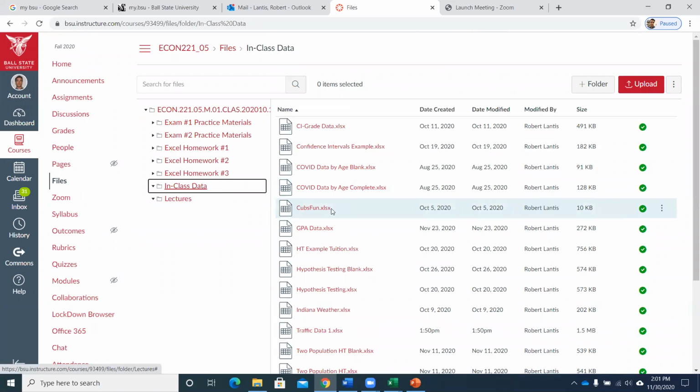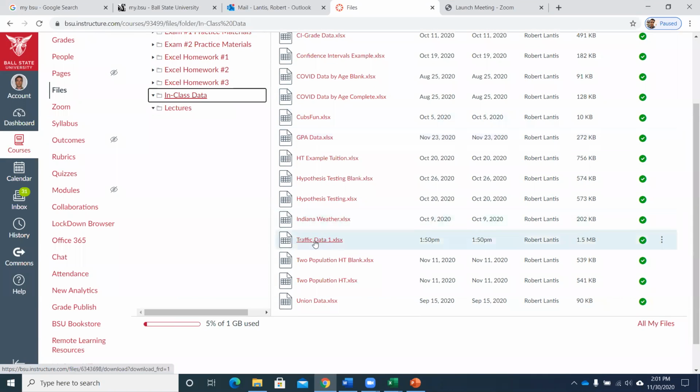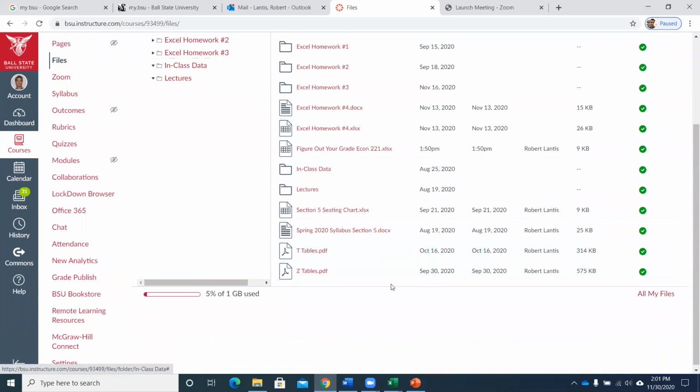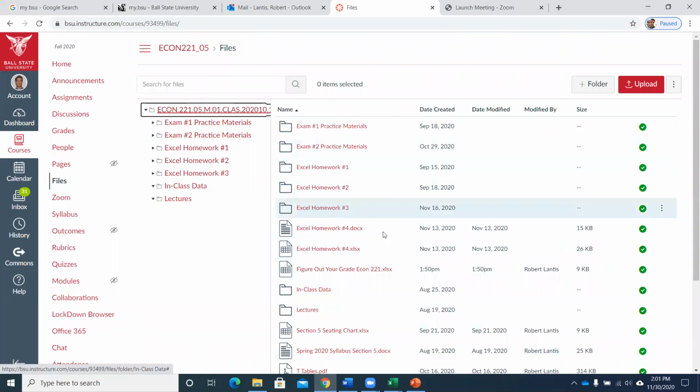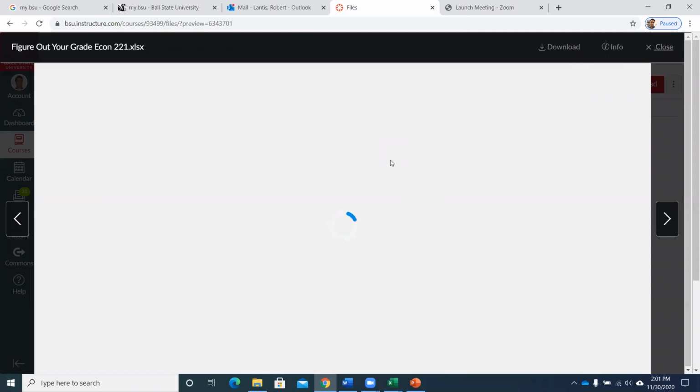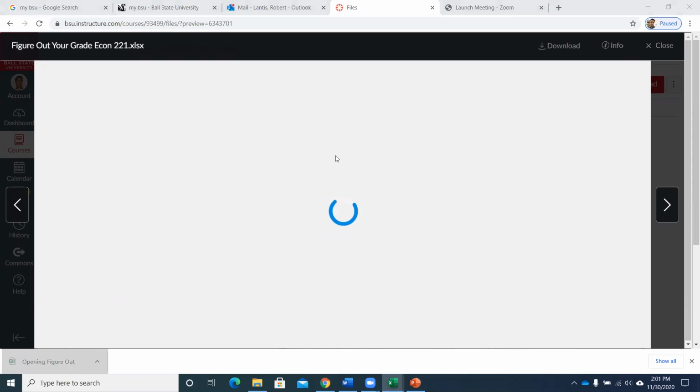I also put up the GPA data that we were working with before the Thanksgiving break, and we're also going to use this traffic data one today. Okay. I also put up, under the general files tab, a figure out your grade tool. So let's download this and see what it looks like.